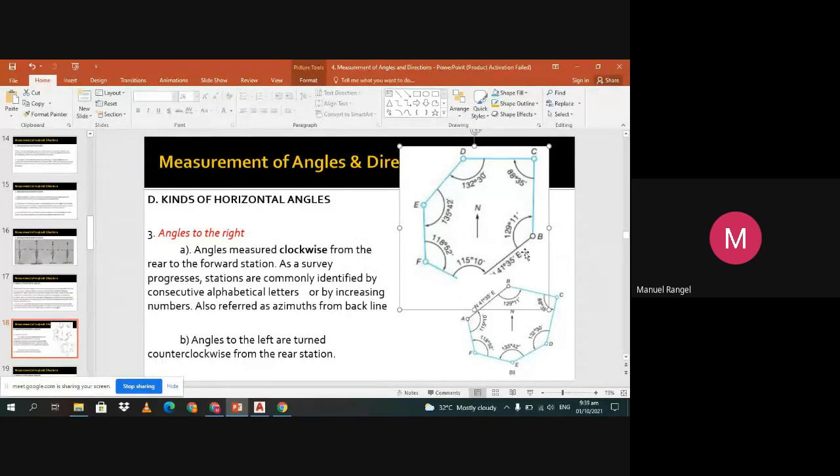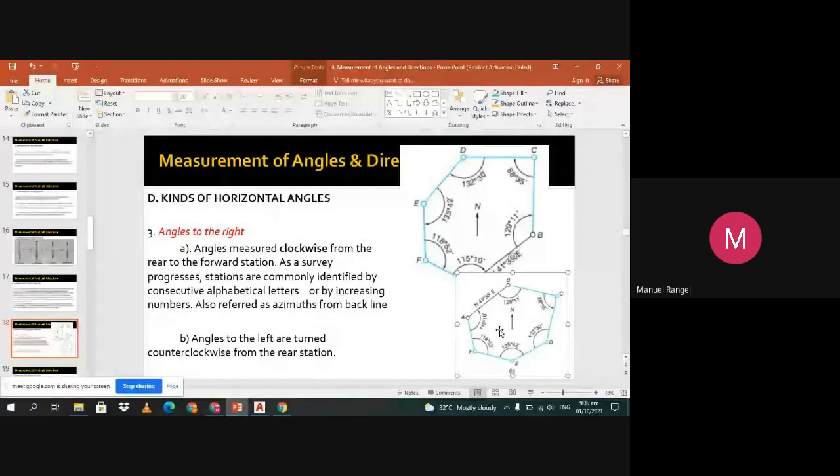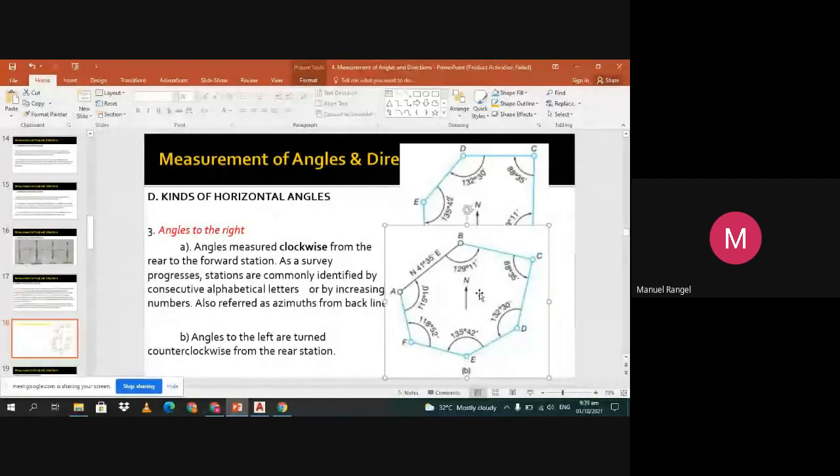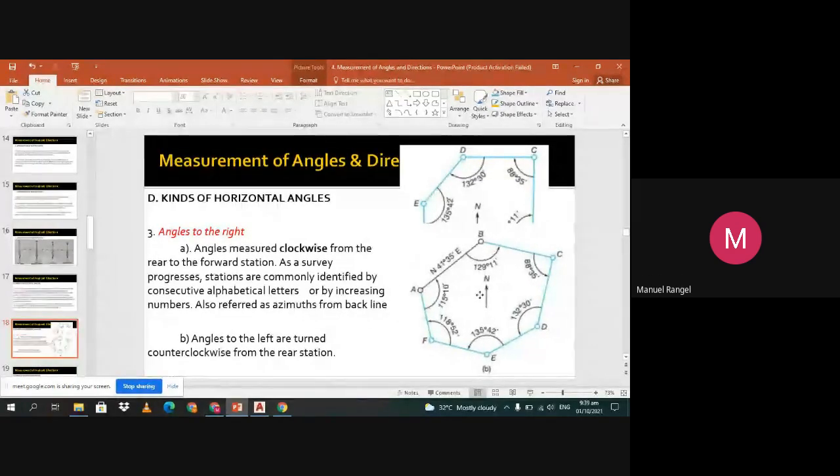Okay, as a survey progresses, stations are commonly identified by consecutive alphabetical letters or by increasing numbers. It's also referred to as azimuths from backline. Then we also have the angles to the left, which are turned counterclockwise. So that is the opposite of clockwise. The direction is from the left going to the left, or counterclockwise. These are called angles to the left.